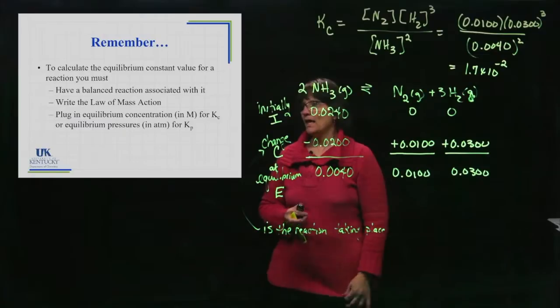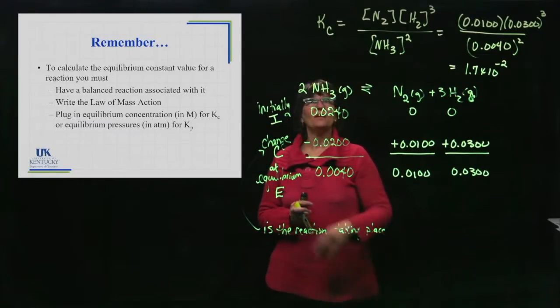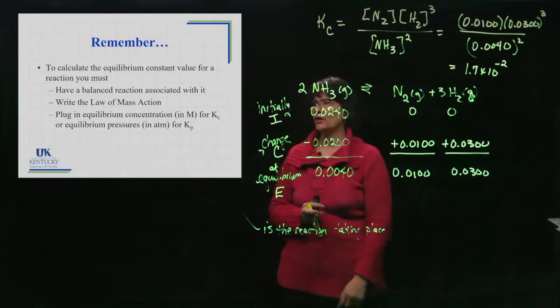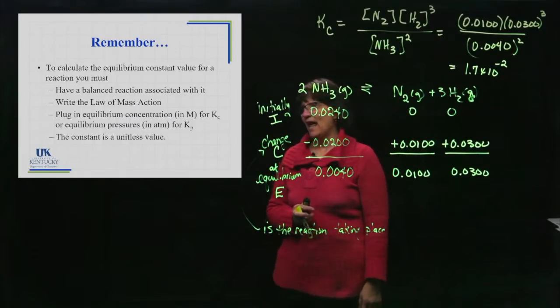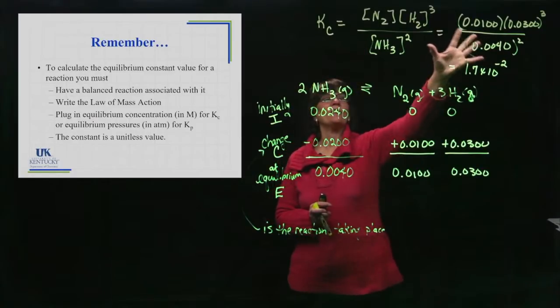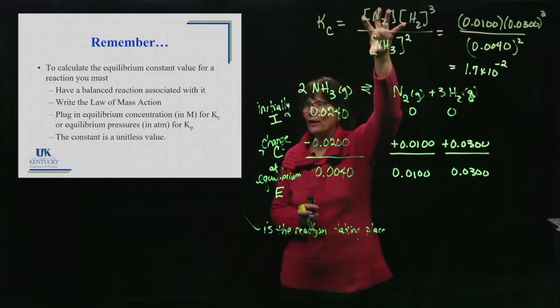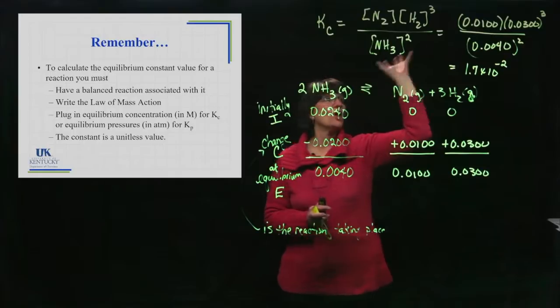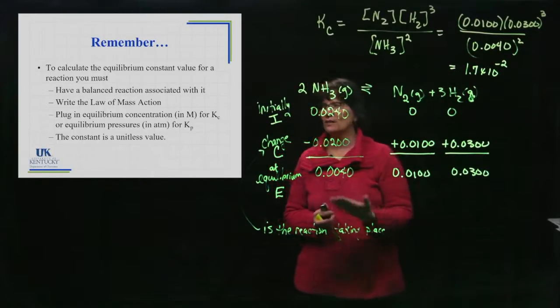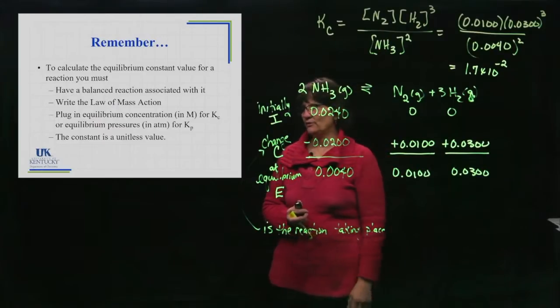But you need to know equilibrium amounts before you can plug them in there. If you're going to do Kp instead, you have to have pressures that you plug in here, and those pressures must be in atmospheres. And then lastly, we remember that whatever we plug in, whether molarities or atmospheres, the value that comes out has no unit. It's dimensionless or unitless.